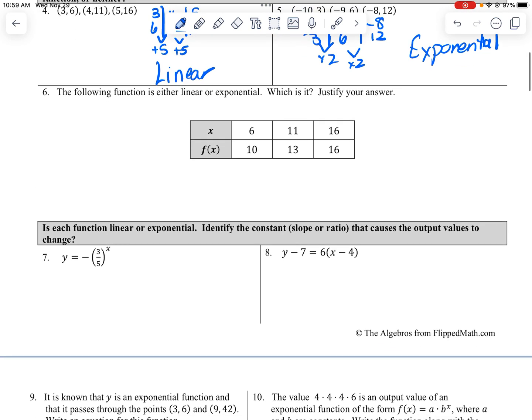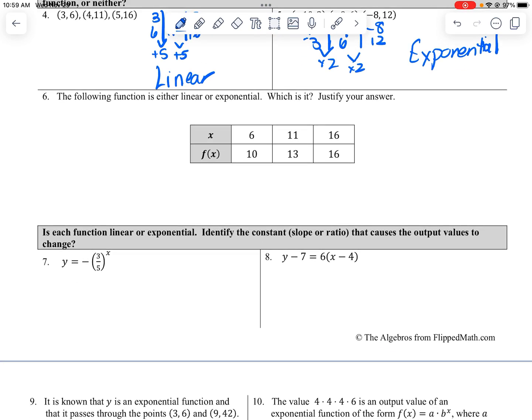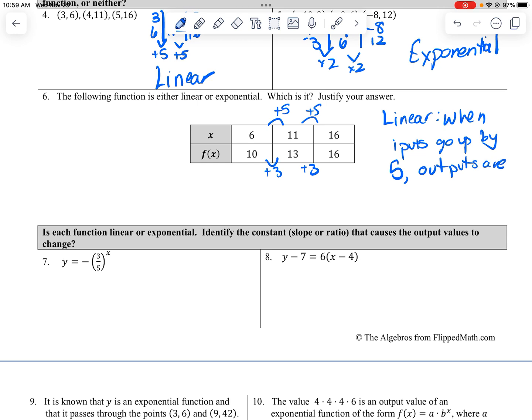Is it linear or exponential? Justify which way. Well, what's our input? I notice here it's going up by 5. Here it's going up by 3. So this would be linear. Because equal inputs, let's just say our inputs are going up by 5. So when inputs go up by 5, outputs are changing by 3.